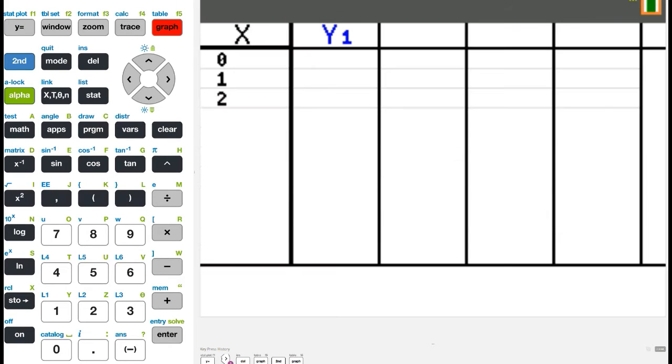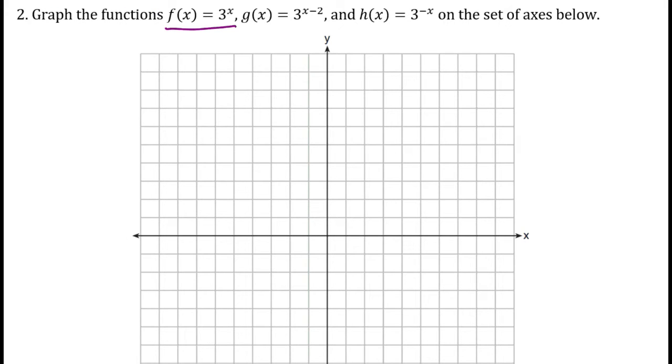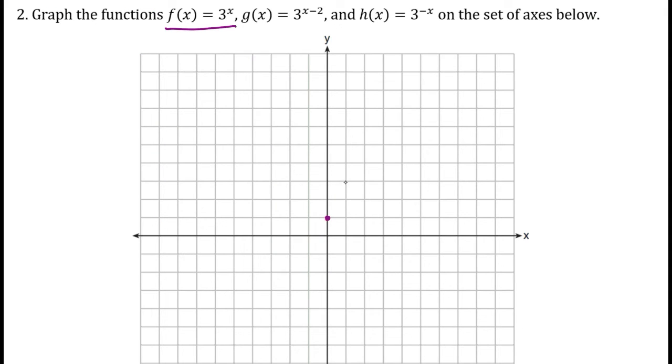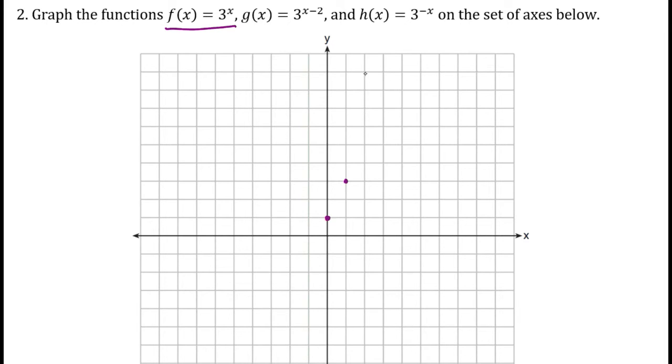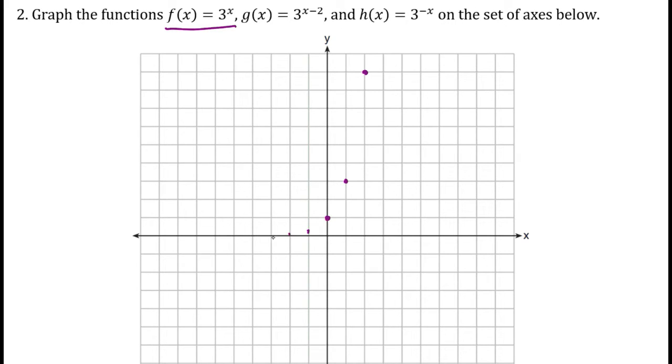To graph it, I'm going to look at my table and plot nice points. I am doing this in purple. So it was 0, 1, 1, 3, 2, 9. That's all I can do there. Negative 1, 1/3. And then we know it just goes towards that asymptote. So here's the graph of my f of x function equals 3 to the x.